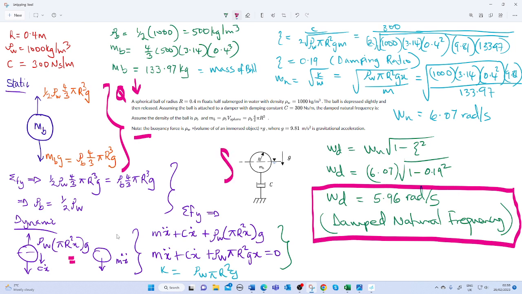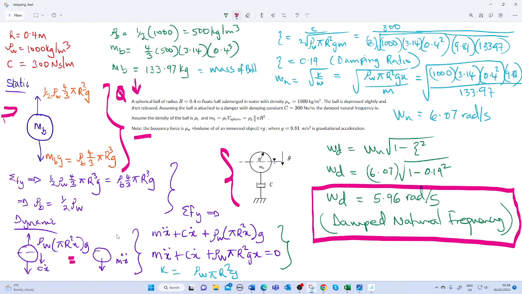Now, using the schematic given below, we can deduce that our static equation from the point of reference here is telling us that the vertical force pointing upward is half of rho w, the density of the water, multiplied by 4 over 3 pi r cubed g, whereby the downward force mbg equals rho b 4 over 3 pi r raised to power 3 g.